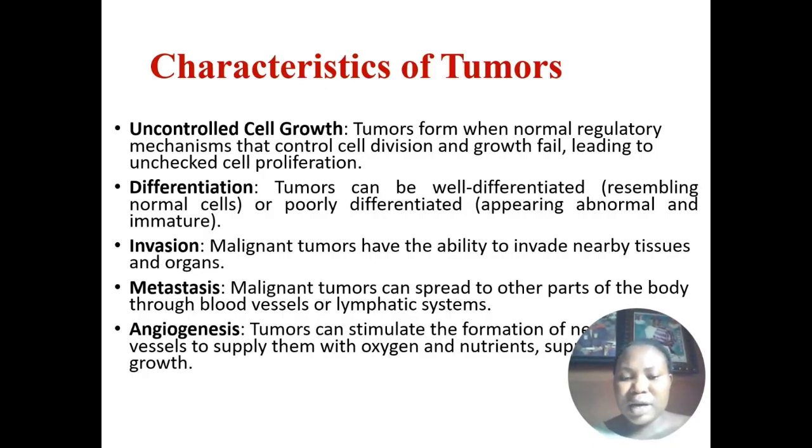Invasion is another characteristic. Tumors have the ability to invade nearby tissues and organs. And also we have metastasis. They can spread to other parts of the body through blood vessels or lymphatic systems. Another characteristic is angiogenesis. Tumors can stimulate the formation of new vessels in the nearby tissues to supply them with oxygen and nutrients.